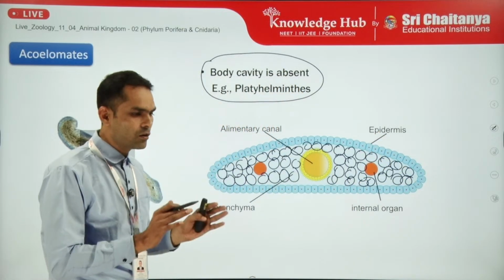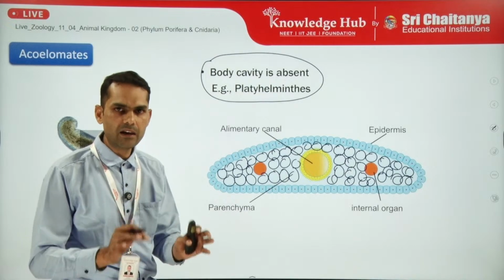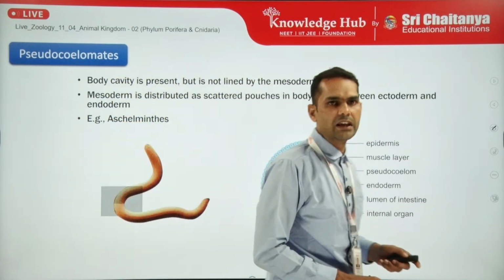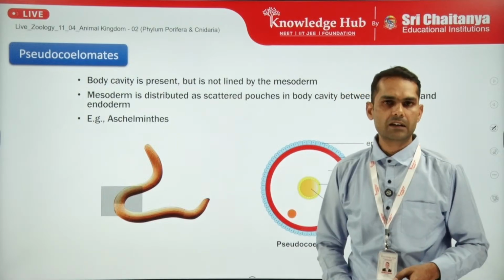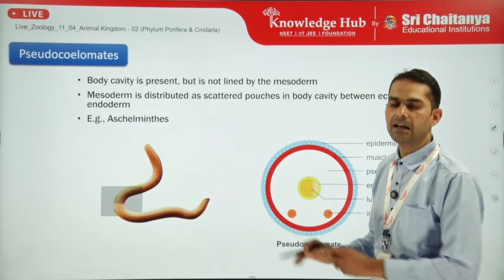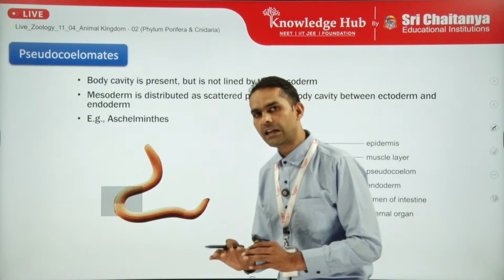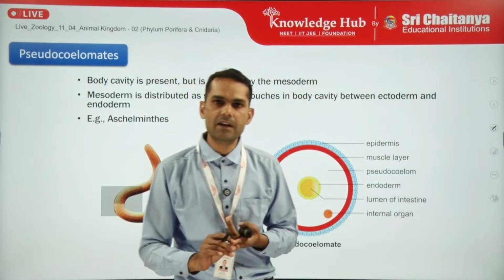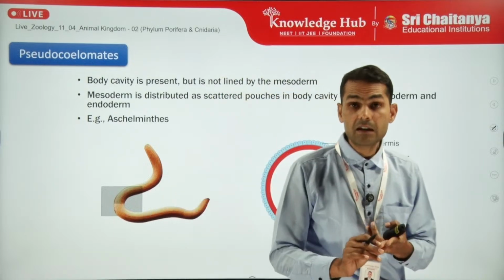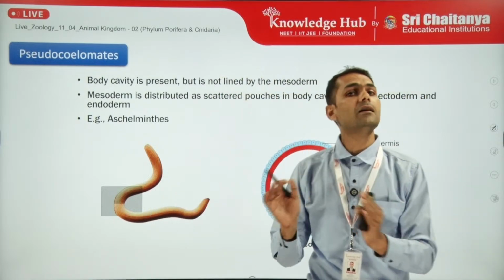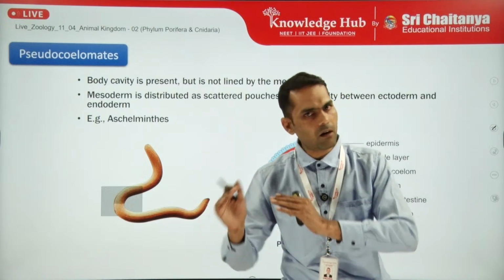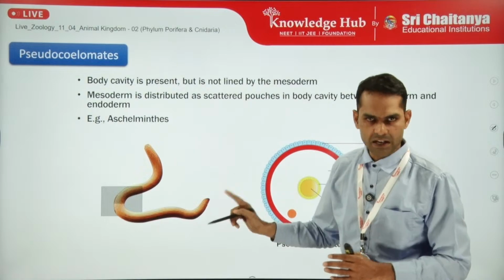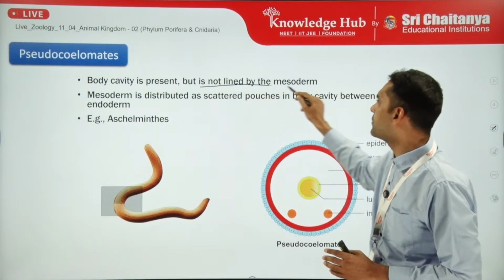So acoelomates are not having any body cavity, right? Coming next to the pseudocoelomate, in this particular category, cavity will be present as scattered pouches. First way to describe it. Second way, if the cavity is present, it will not be lined by mesoderm on both sides. So here we can see body cavity is present, but it is not lined by the mesoderm.